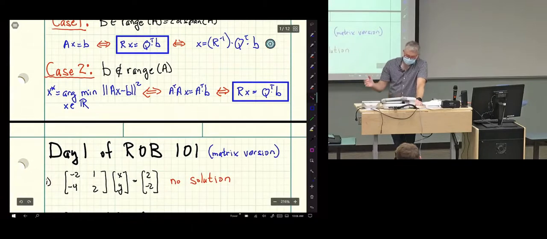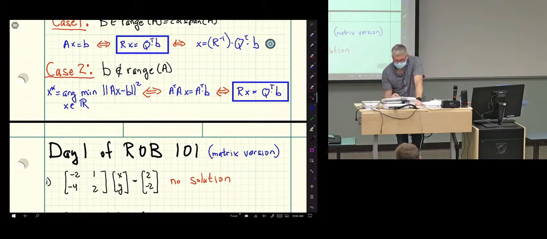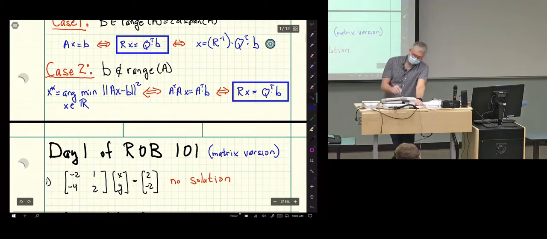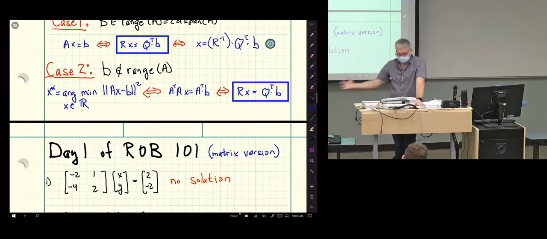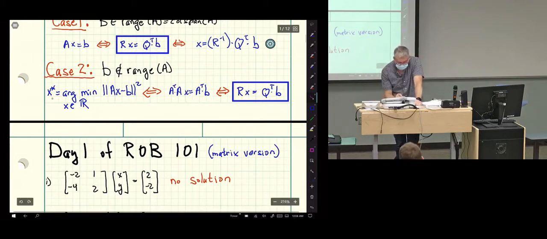And then the fun thing that happens is if b is not in the range of A, we do a least squares solution. So we define x star as the argmin, so it's the x that minimizes the norm of Ax minus b. And whether you're minimizing the norm or the norm squared or the norm to the fourth power or the norm to any power greater than 1 doesn't change the minimizing vector. So square is often nice. And so that's called the least squares solution.